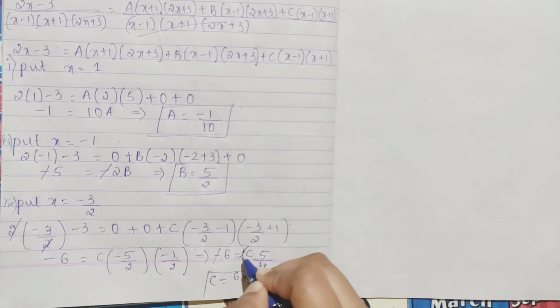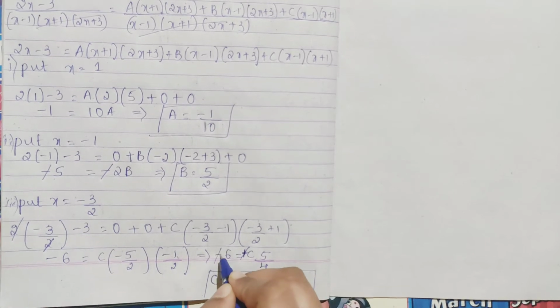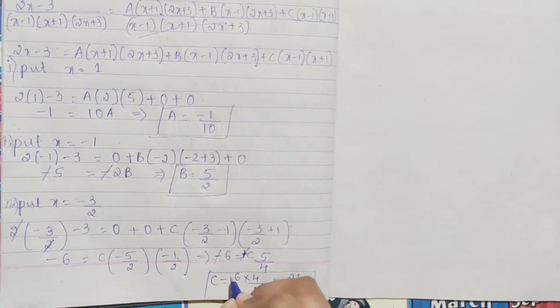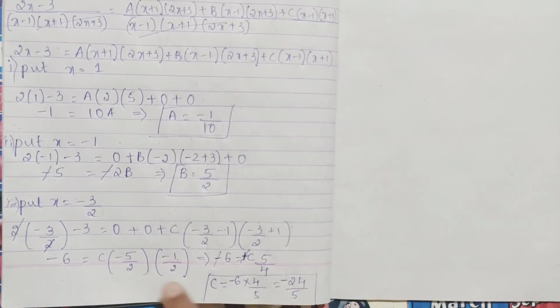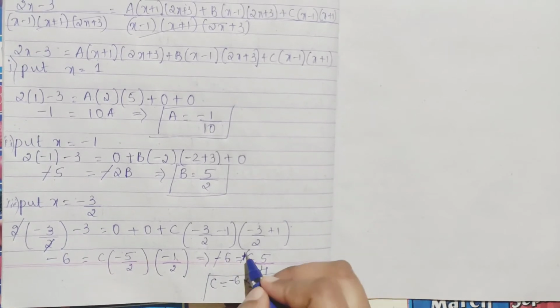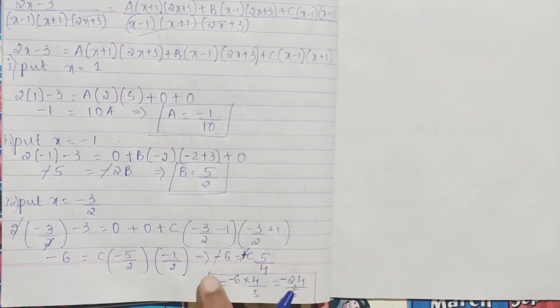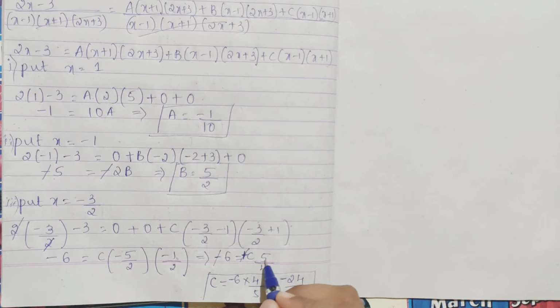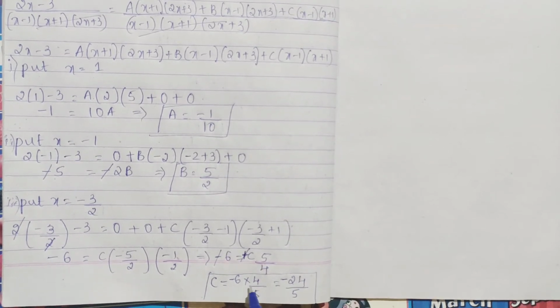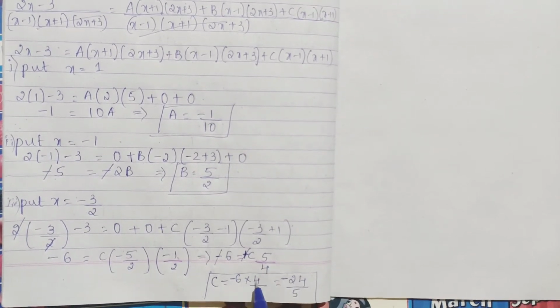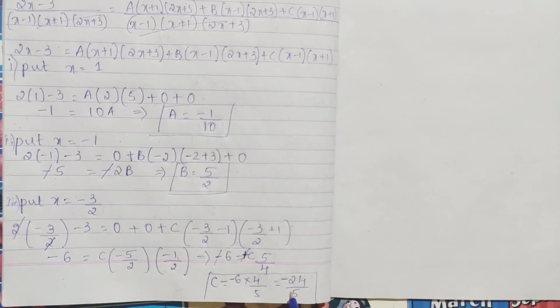So sorry, this becomes plus. The minus sign won't cancel off. Here you will have minus 24 by 5. This minus into minus will be your plus. So this doesn't cancel off. So minus 6 is equal to C times 5 by 4. So the C value will be minus 6 into 4 by 5, right? So minus 24 by 5. So C is minus 24 by 5.